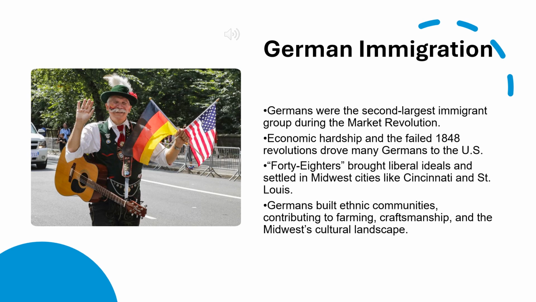These 48ers, as they were known, brought with them a commitment to liberal ideals and a desire to participate in American democracy. German immigrants tended to settle in the Midwest, where they established ethnic communities in cities like Cincinnati, St. Louis, and Chicago. These communities built schools, churches, and social organizations that preserved their culture while helping them integrate into American society. German immigrants pursued a wide range of occupations, from farming to craftsmanship to retail, and their contributions helped shape the economic and cultural landscape of the Midwest.